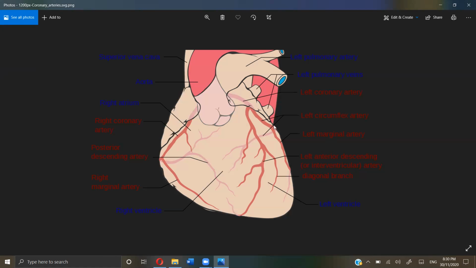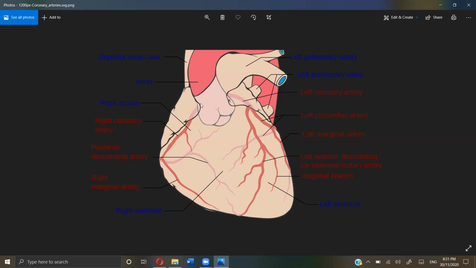Your left circumflex artery, it means that if you see any form of stenosis in this branch, you would expect on your ECG lateral and inferior wall MI. Lateral, you see, this side, and inferior walls, because you see it goes down over here. Sometimes your anterior descending artery also can have inferior walls. Okay? You see here inferior walls.